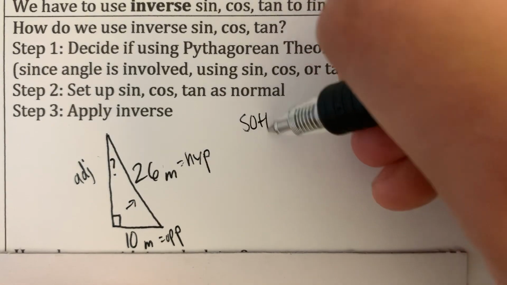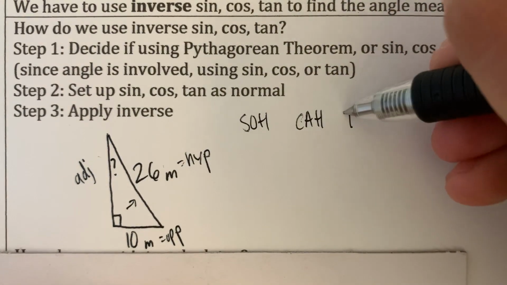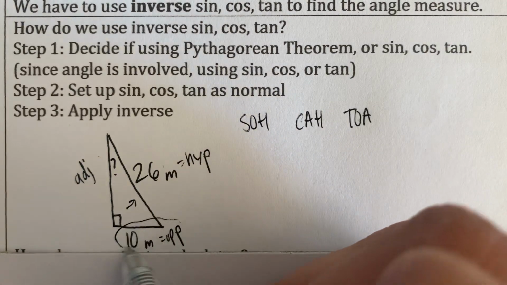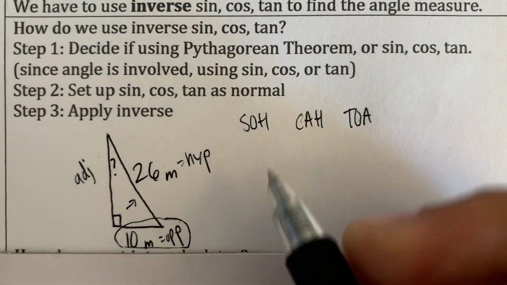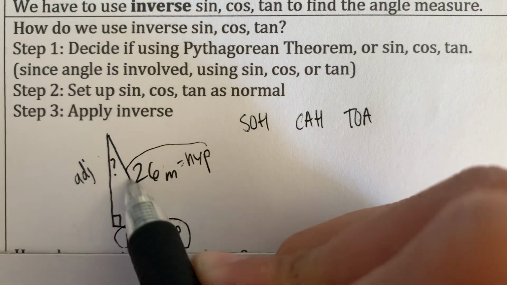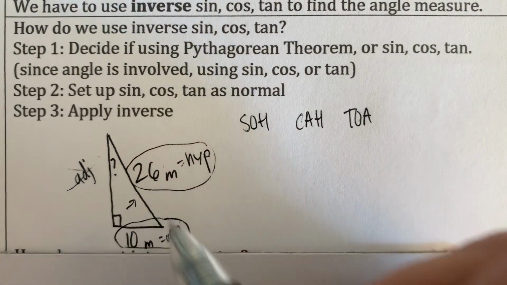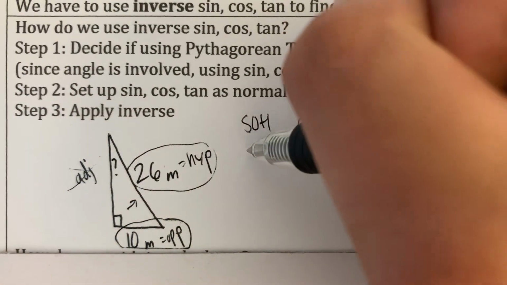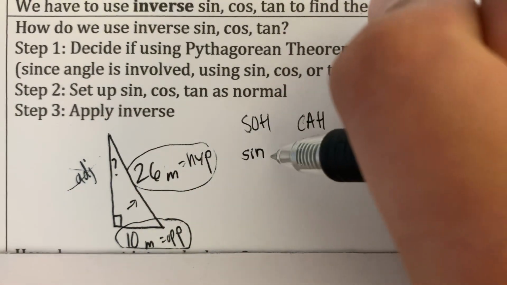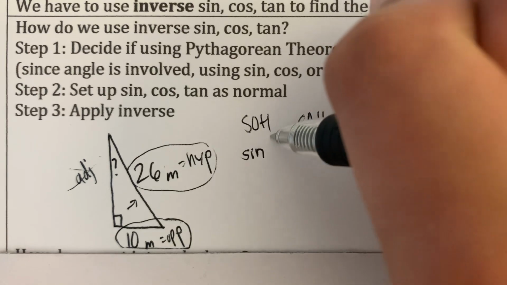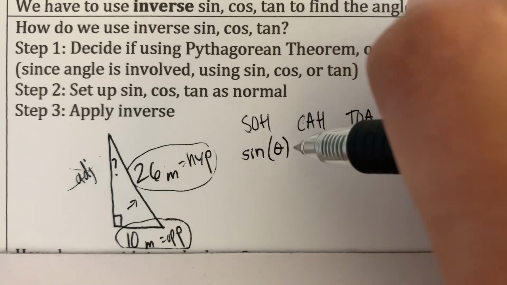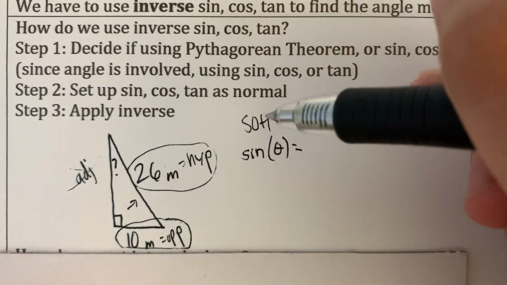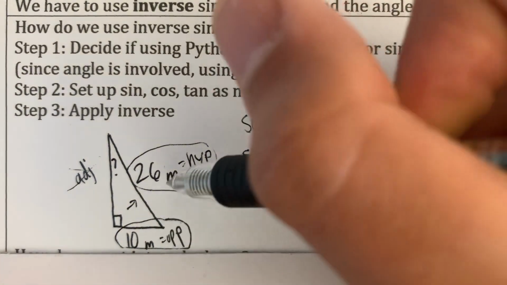So if we're trying to decide which one, we remember SOHCAHTOA, SOHCAHTOA. We are using the opposite, and we are using the hypotenuse, right? This one isn't given to us, so we're not going to use adjacent. So we have O and H, that's going to be sine. So we set this up as normal. Sine of the angle, right? It's always sine of the angle. So remember, the angle instead of x, we can put theta. Okay, that's just the x for angles. And then we have the opposite over hypotenuse, O over H, 10 over 26.